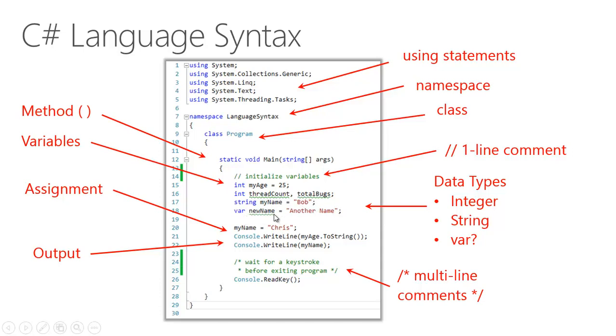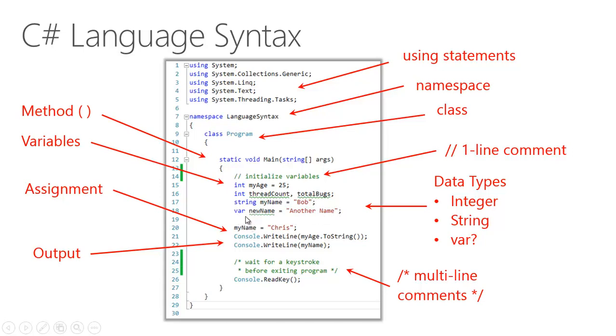And finally, we have a new name variable. Notice that it starts with a var keyword, which can be used to initialize variables of any type. As soon as it's initialized, in this case with the string another name, the variable new name immediately gets a data type for it. So just as we have int and string for the first few variables, new name automatically gets a data type of string just because it's been initialized to another name.